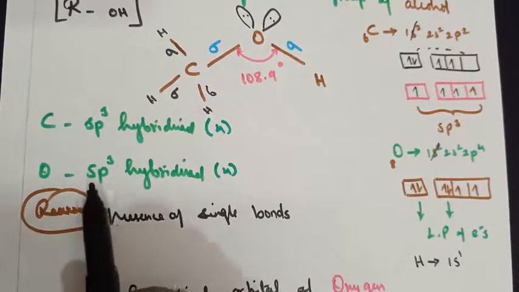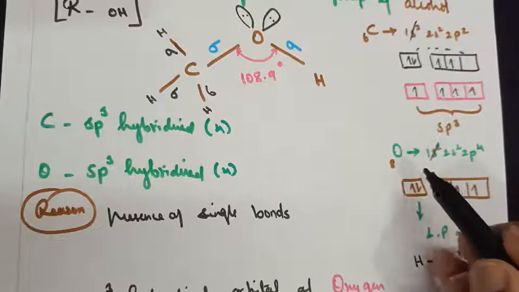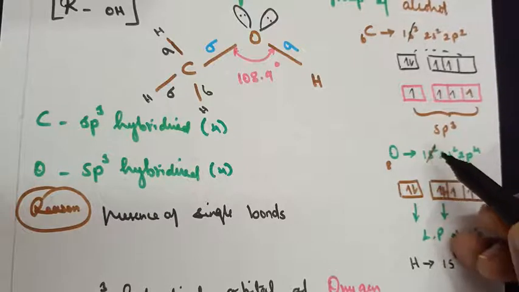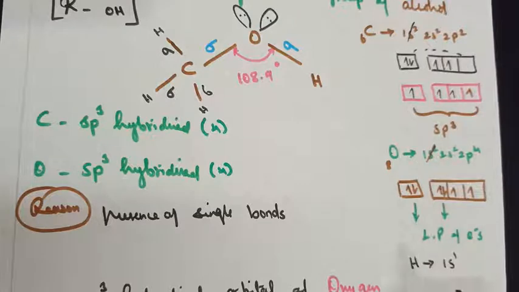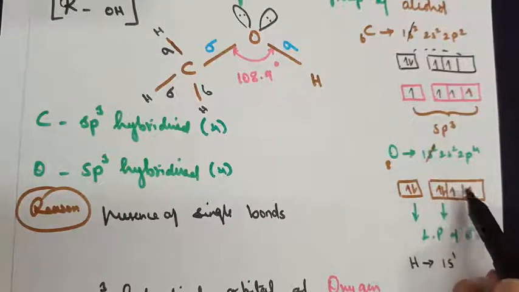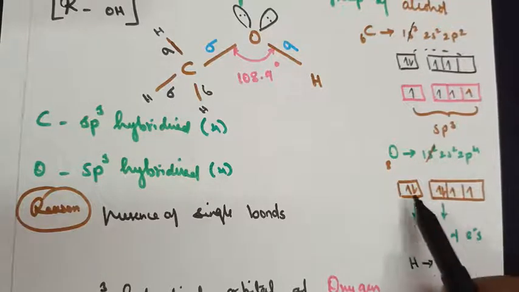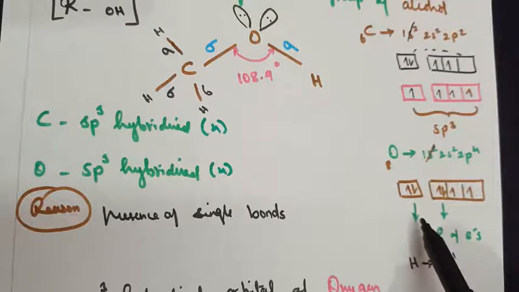The next one, oxygen, also undergoes sp3 hybridization. So let's see the concept of it here. The atomic number of oxygen is 8. 1s2, 2s2, 2p4. As you know, 1s2 will not be participating in the bonding. When we plot 2s2 and 2p4, 2s2 is completely filled. In 2p4, 1, 2, 3, the fourth electron comes to the first orbital. So out of the 4, we have 2 orbitals completely filled and 2 orbitals half filled.